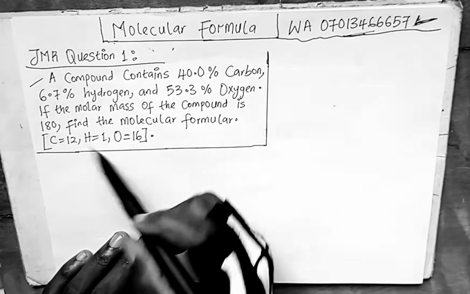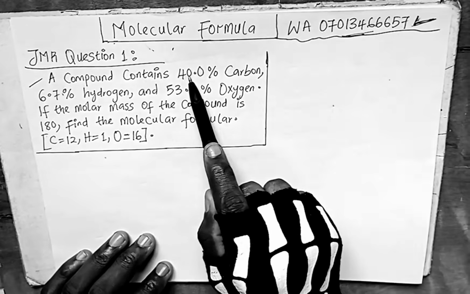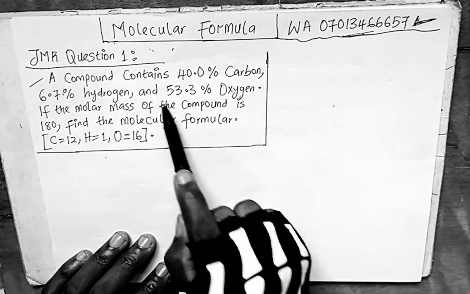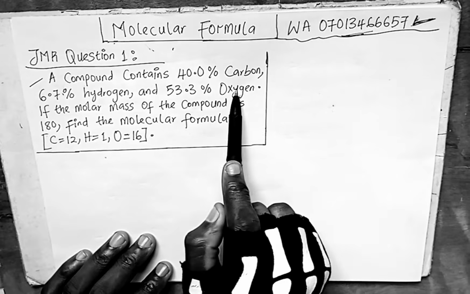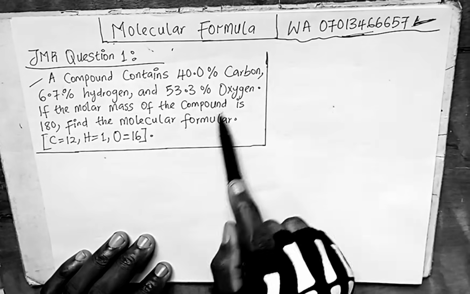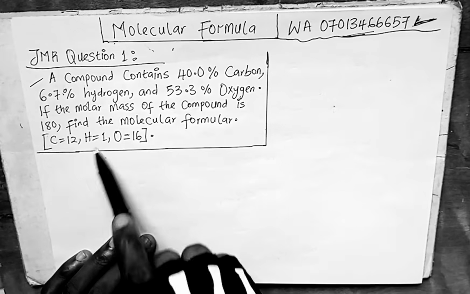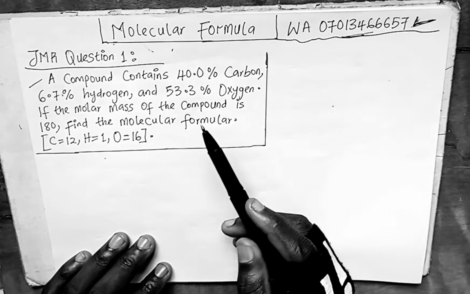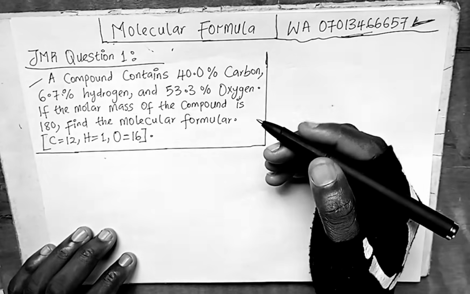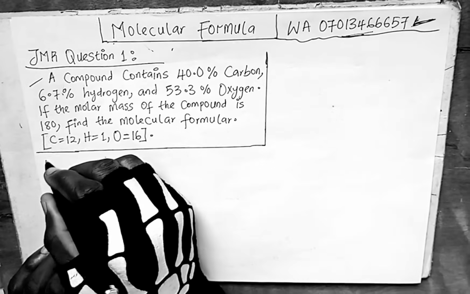So for JAM must repeat question 1. The question reads: a compound contains 40.0% carbon, 6.7% hydrogen, and 53.3% oxygen. If the molar mass of the compound is 180, find the molecular formula. And they give us the molar mass of each of the elements. All right. So finding molecular formula is very, very easy. First of all, let me write out all the options given.